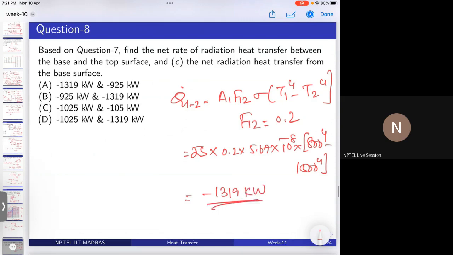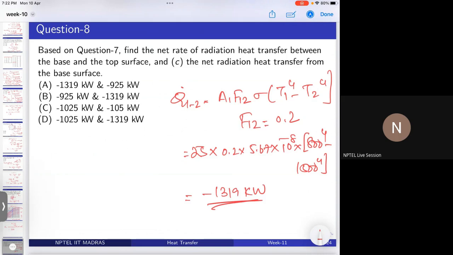So you see, if our direction or way of doing is fine, the sign will automatically be correct. So what is meant by negative? We assumed that the radiation heat transfer is taking place from 1 to 2.